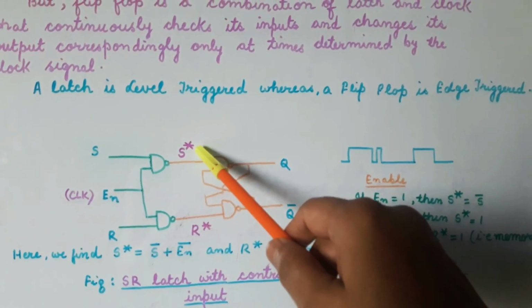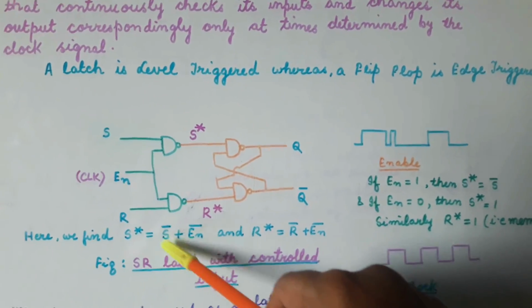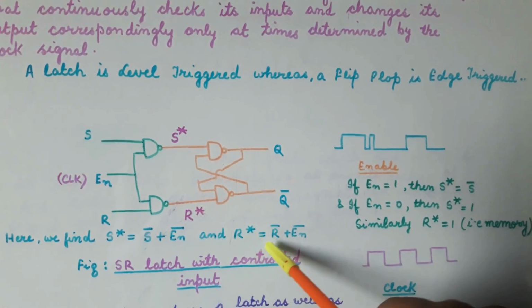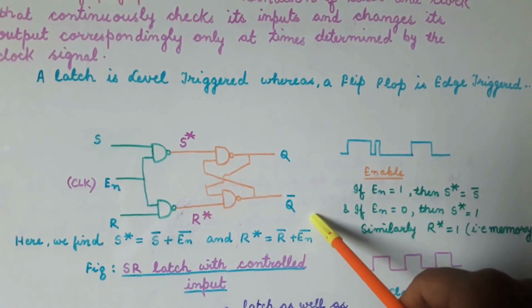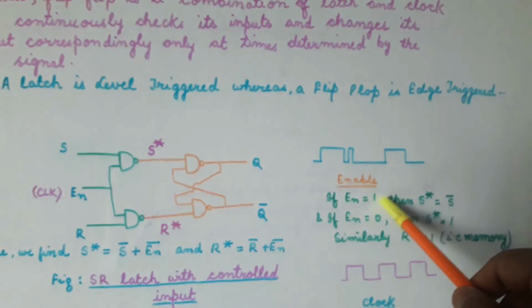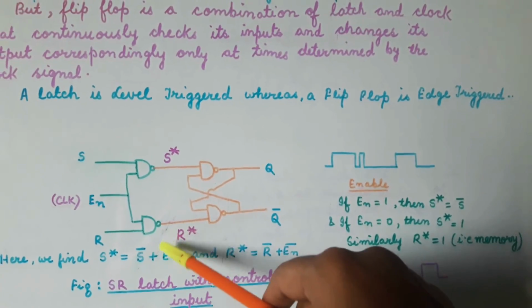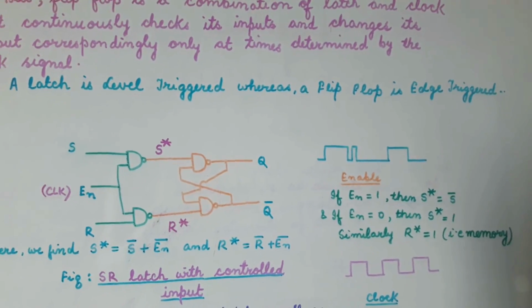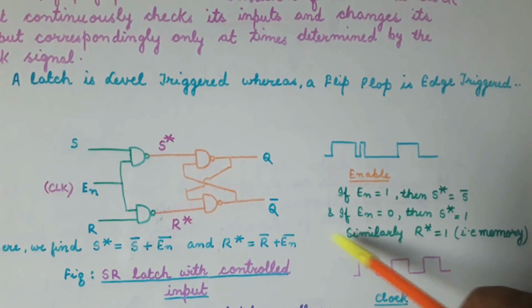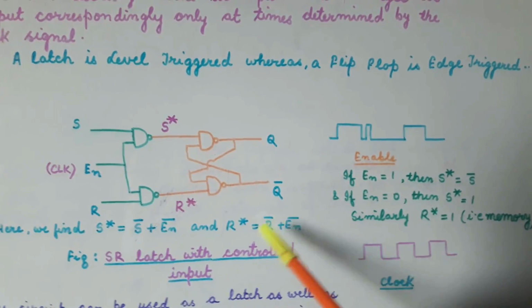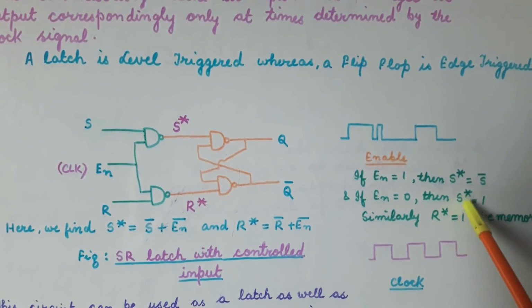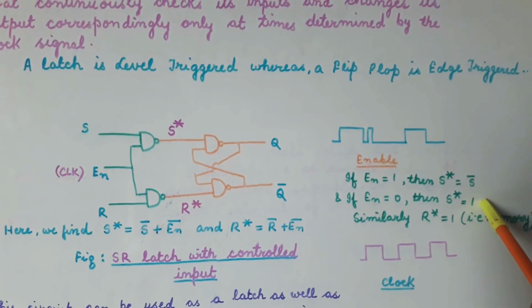Now if we write the equation for S star, it will be equal to S complement plus En complement. Similarly, R star can be written as R complement plus En complement. So when enable is high, En complement will be 0. In that case, S star will be equal to S complement. Similarly, when enable is low, En complement will be equal to 1. So the value of S star will be equal to 1.